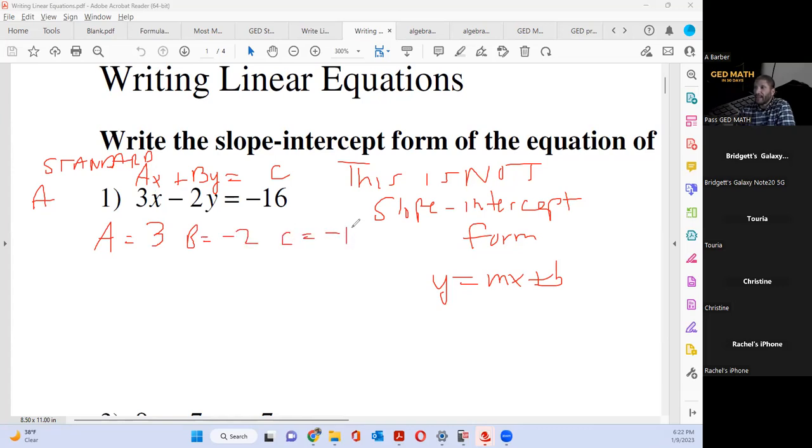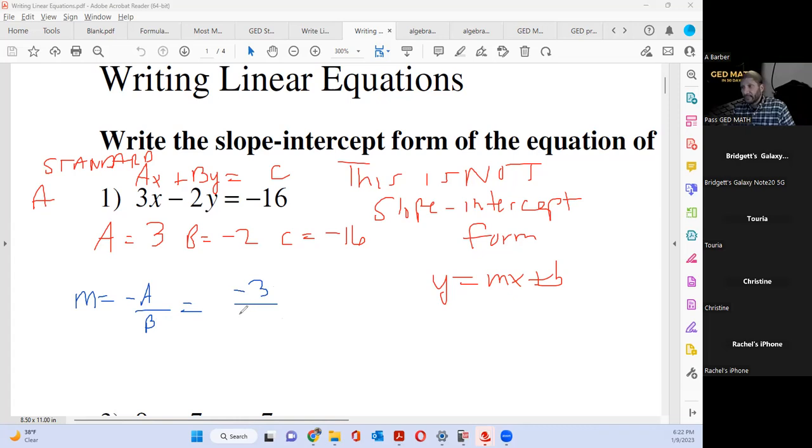I'm going to give you an easy way to find the slope if you're given an equation in standard form. You won't see this. Teachers don't teach it. I don't know why. You won't see it in textbooks. It's really easy. Take the opposite of A and put it over B. So if A is 3, what's the opposite of A? Minus 3. What's B?